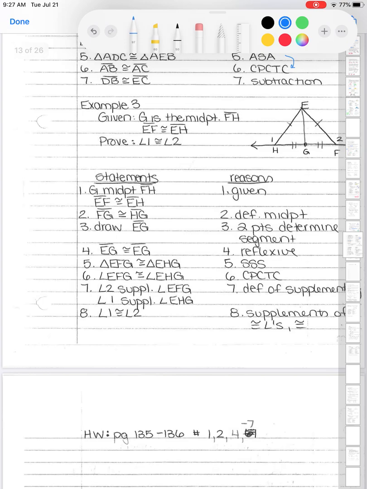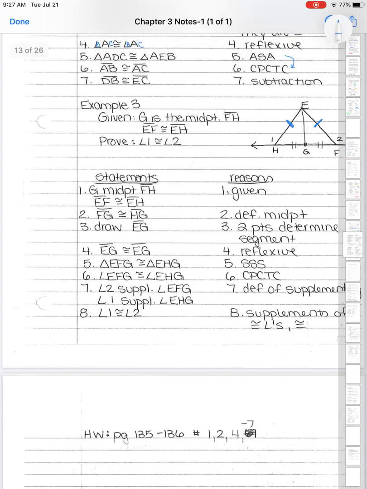All right, if you're ever unsure of what to put for CPCTC, in order to prove a triangle is congruent, you only need 3 items. So for CPCTC, just put the rest of them. Put all the missing sides and angles and you're good to go for that.